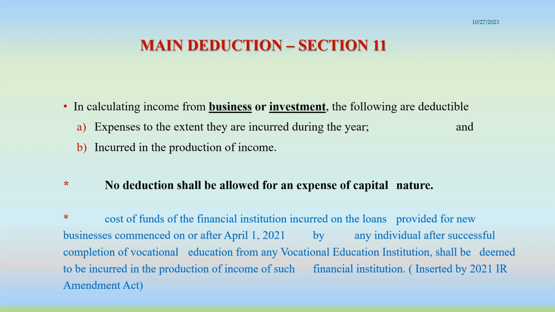There may be a lot of expenses, but if that expenditure is not incurred in the production of income, then we can't deduct. And not only these two conditions, there is another one: the deduction shall not be allowed for an expense if it is of a capital nature. If there is a capital nature expenditure, that kind of expense is not allowable as a deduction.